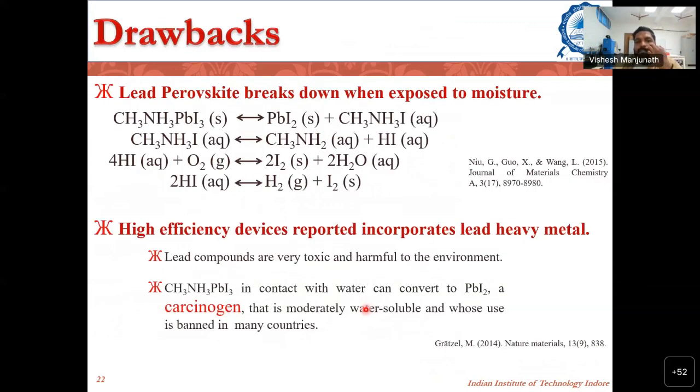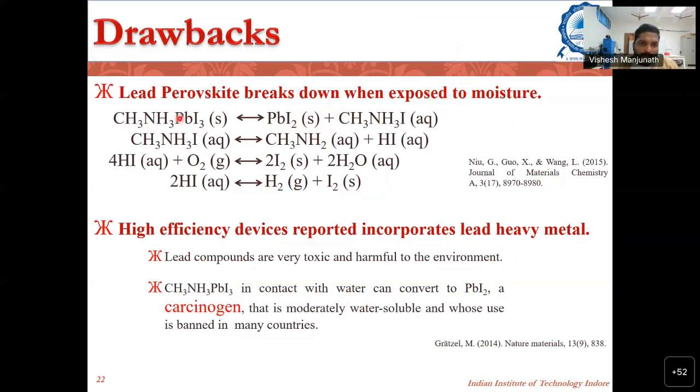However, the main drawback of perovskite is that whenever it is exposed to moisture, it breaks down into its initial precursors. To control this problem, people have used different types of sealants and so on. But again, it increases cost and creates other problems. So the main drawback is exposure to moisture.